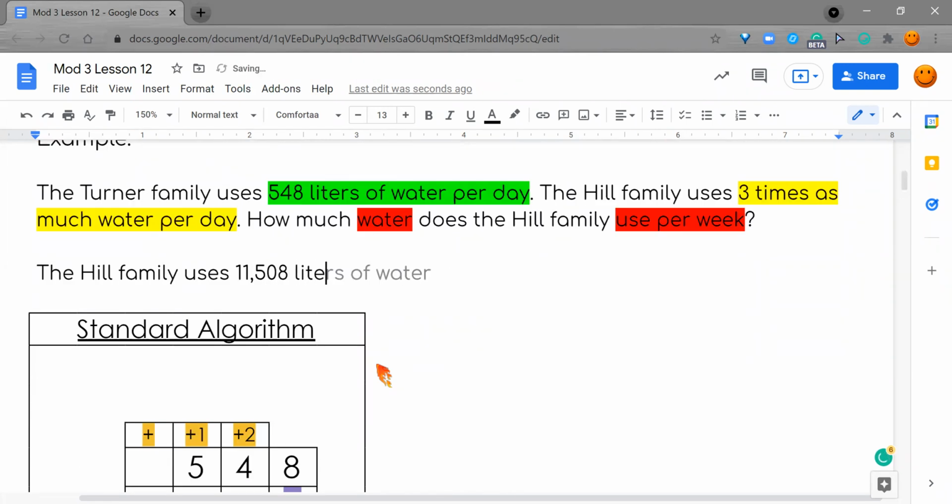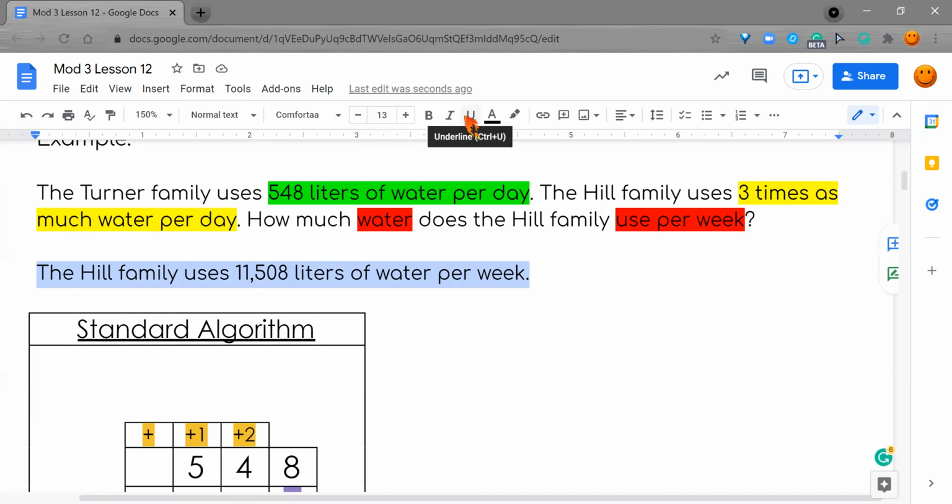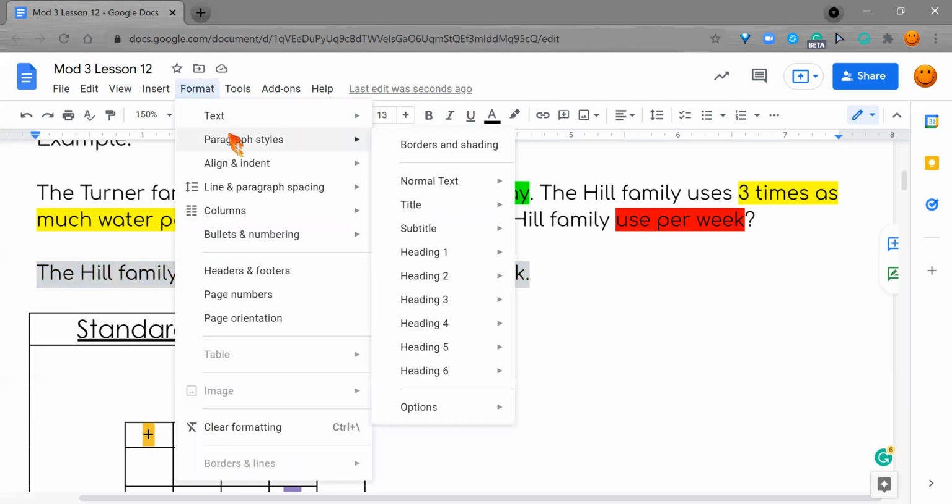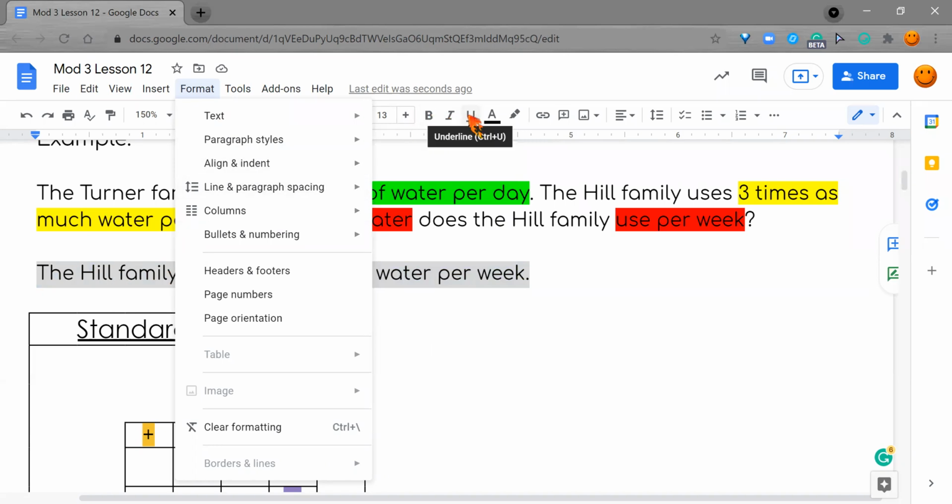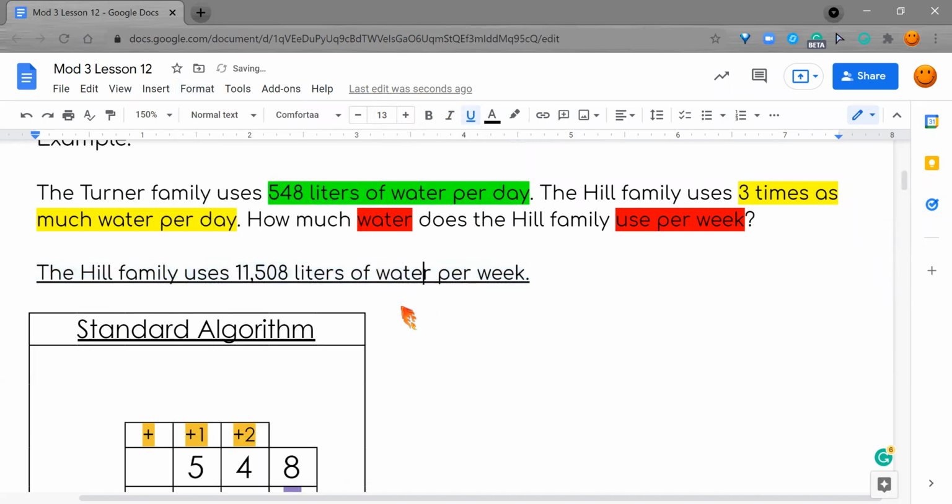11,508 liters of water per week. So please understand, it is important that you restate it in a complete sentence so that we know what your answer is. And I would try 2 boxes somehow. I'm just not too sure how to do that, you guys. So I'm just going to underline it, say, hey, teacher, here's my answer.